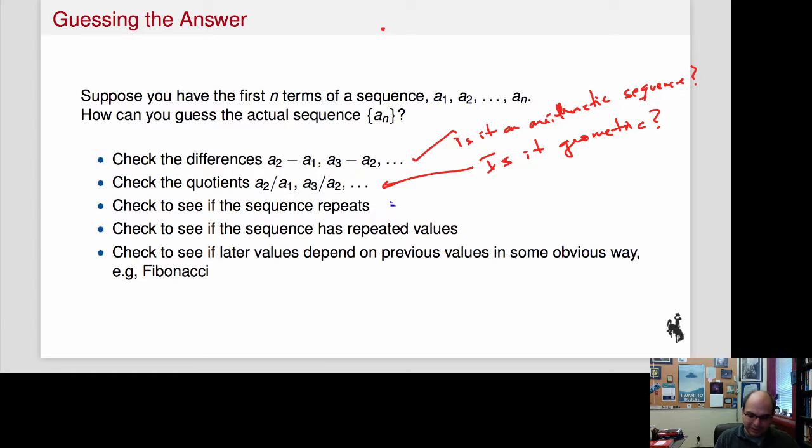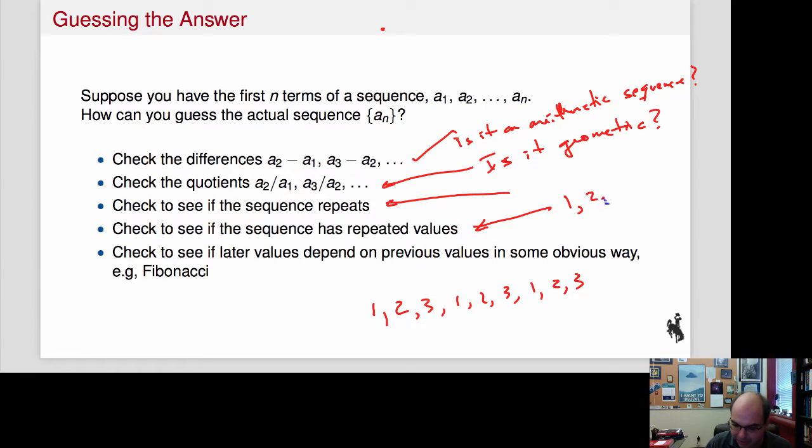So now I'm going to check to see if there's some kind of repetition. So for example, is it 1, 2, 3, 1, 2, 3, 1, 2, 3? Okay, I see the pattern now. That's really what this is about. Does it have repeated values? Well, what I'm after is 1, 2, 2, 3, 3, 3, and so on. Something to tip me off that that's what's happening. So I'm going to look for places where it's repeating.